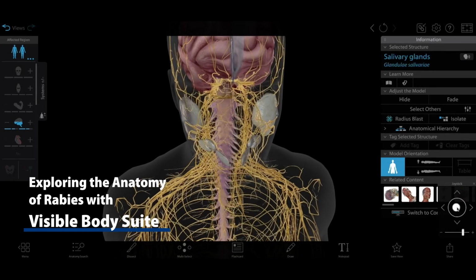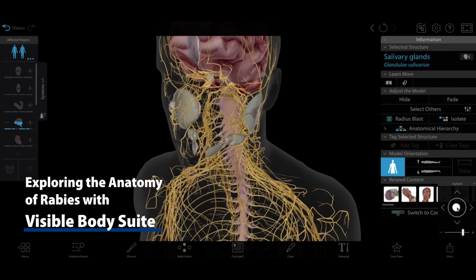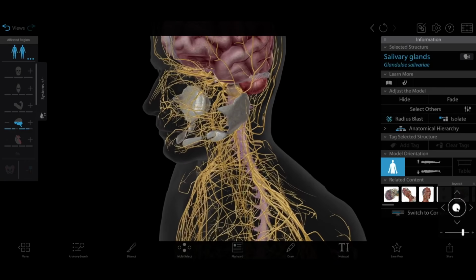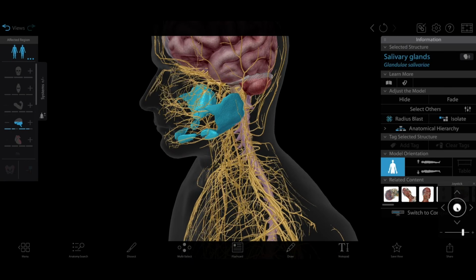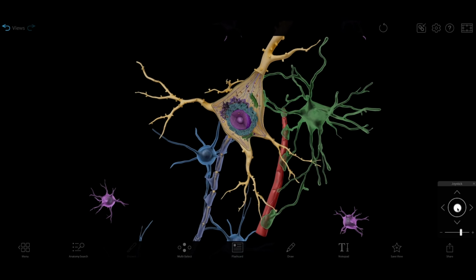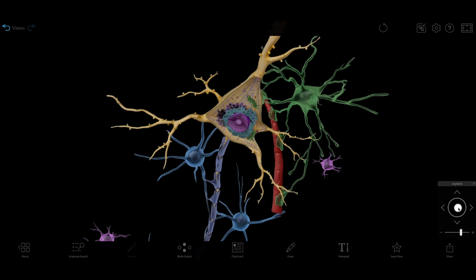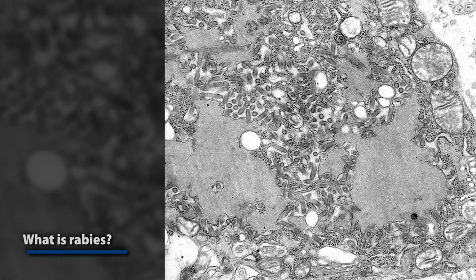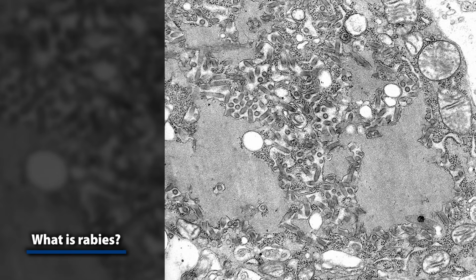Rabies is one of the scariest and deadliest infectious diseases because nearly 100% of cases are fatal once symptoms appear. But it's easy to learn about the anatomical structures involved with a rabies infection using the 3D Models Invisible Body Suite. Rabies is a virus belonging to the genus Lyssavirus.